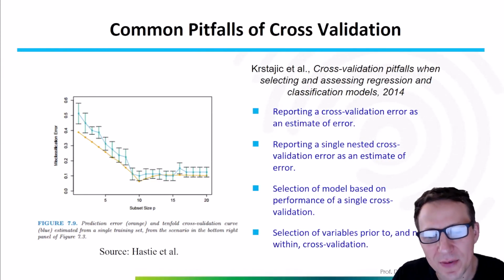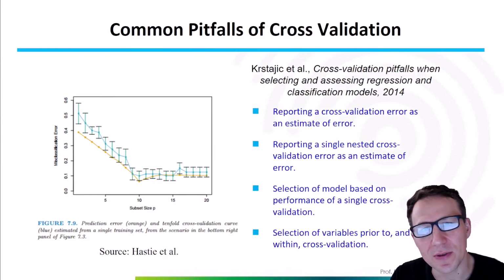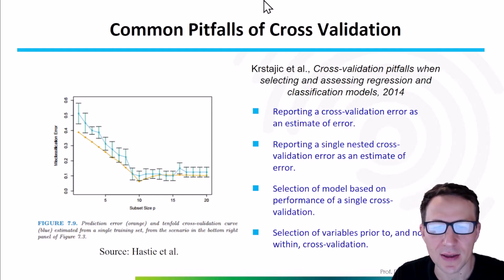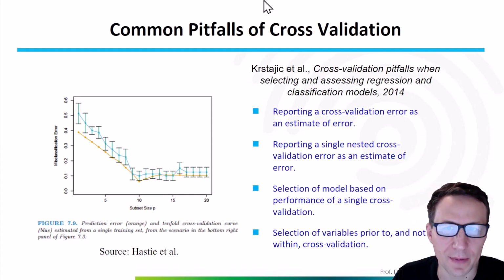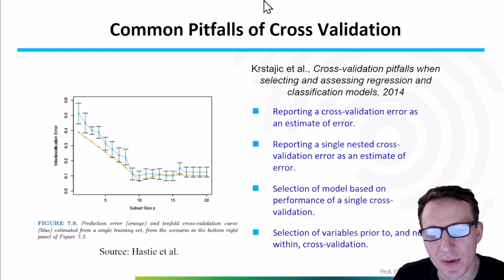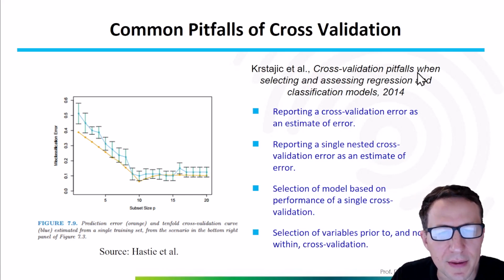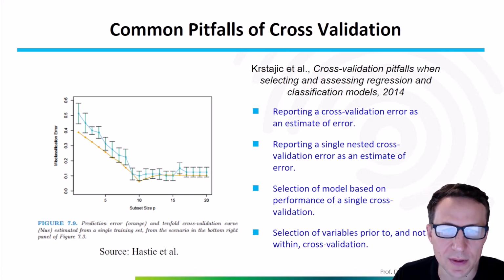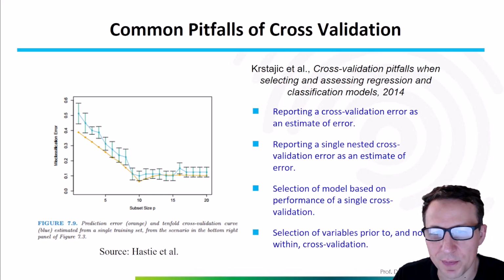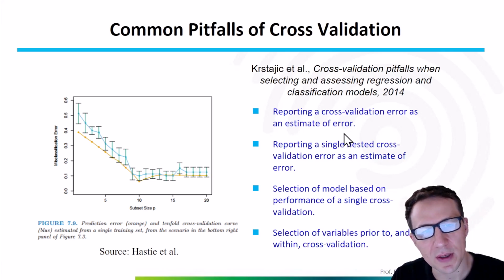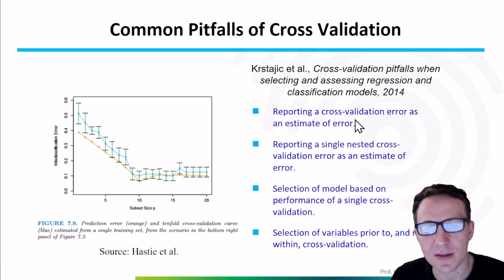Next, I would like to give you some insights into how to use cross-validation in the right way to avoid common pitfalls that might not be very obvious for you. So many talk about this Kaiserslautern paper on cross-validation pitfalls, and they identified 4 main pitfalls you might encounter. So the first one is reporting a cross-validation error as an estimate of error.